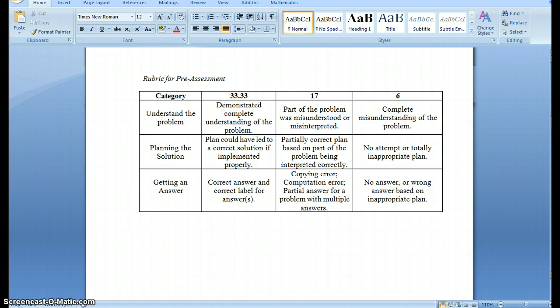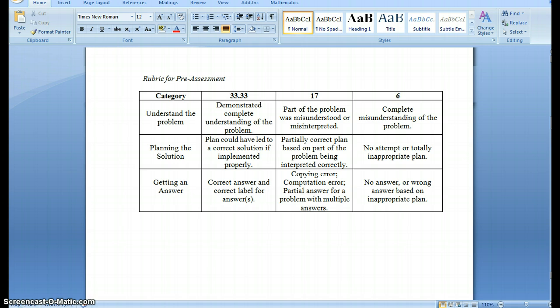Column 2 of that row: perfectly correct plan based on part of the problem being interpreted correctly. So if they got some of it right, they're going to get some points. And the last column: no attempt or totally inappropriate plan. So they had no attempt, they didn't try it at all, left it blank, or the plan was totally off. Depending on how well they set the plan up, they would get 6 points.